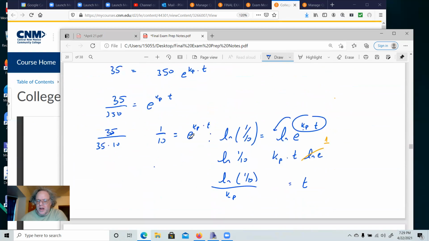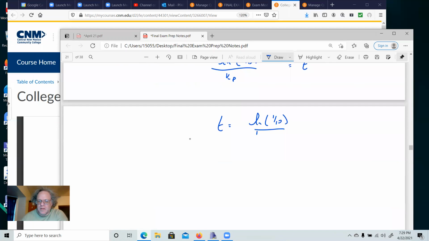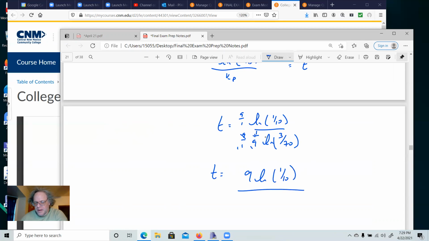So t is equal to the natural log of 1 over 10 divided by, what is kp? kp was 1 over 9 ln of 3/70ths. Here I'm going to do a little bit. This is 9 over 1 over 9 over 1. 9 over 9, that's 1, so this will cancel this out. So we have t is equal to 9 ln 1 over 10 divided by ln 3/70.